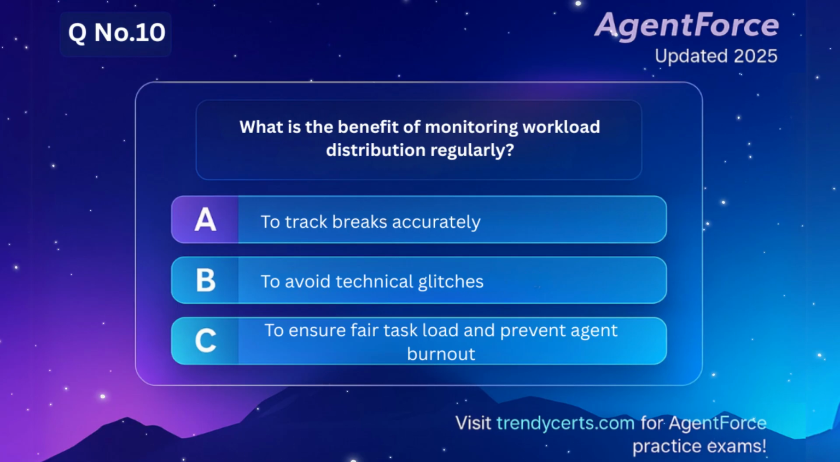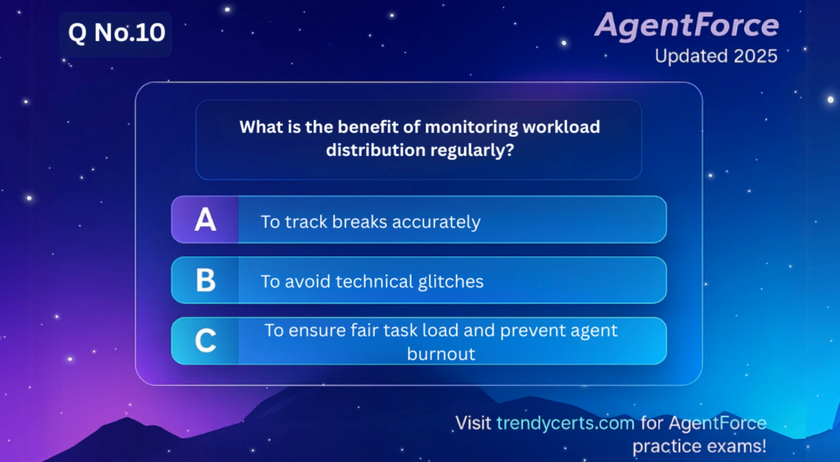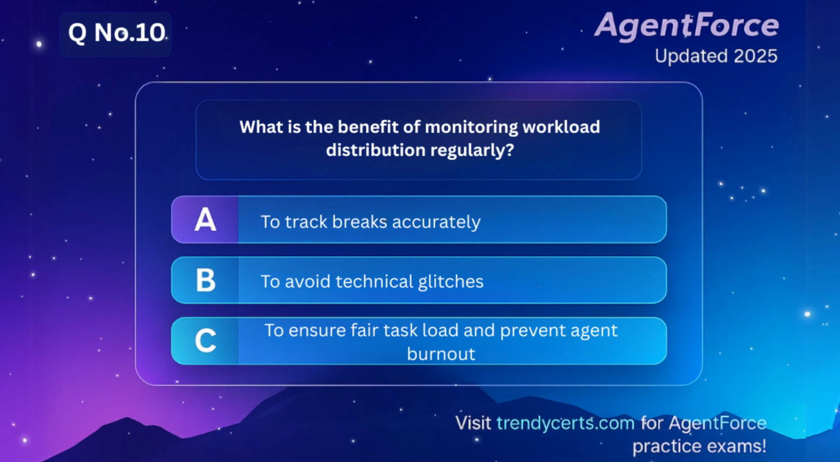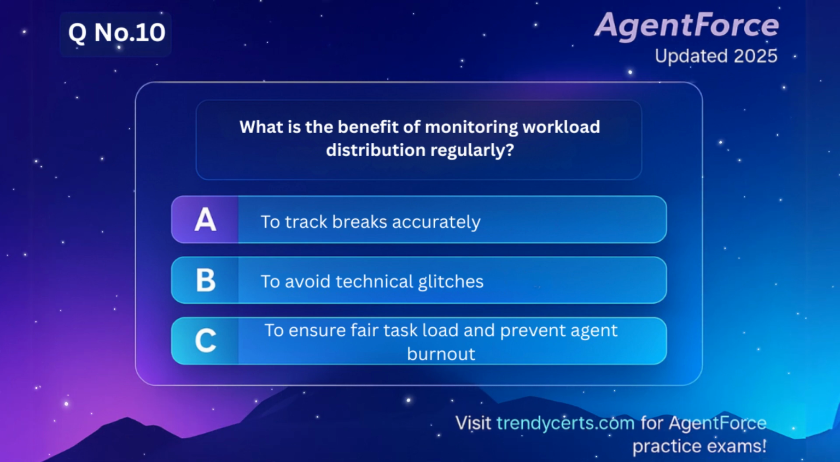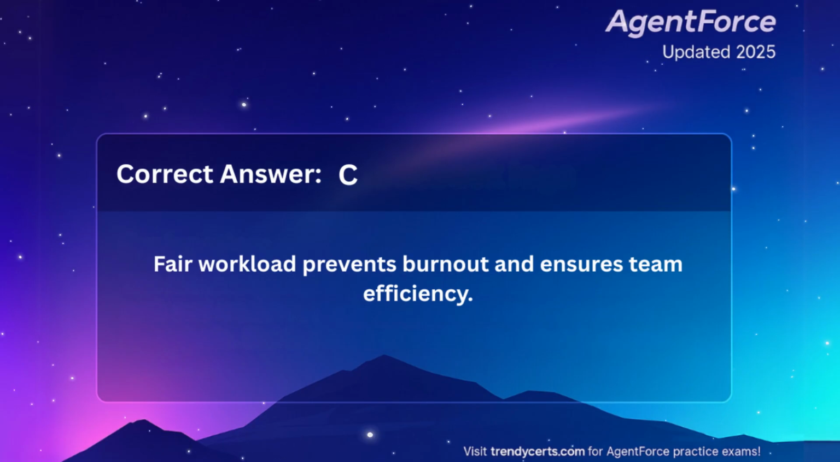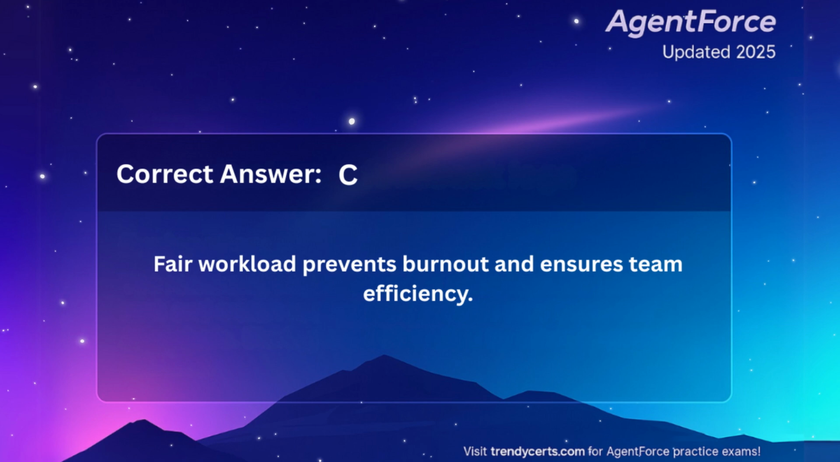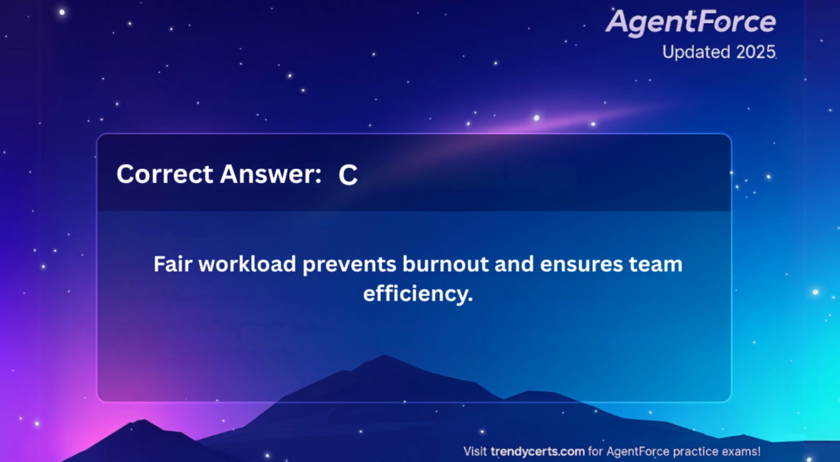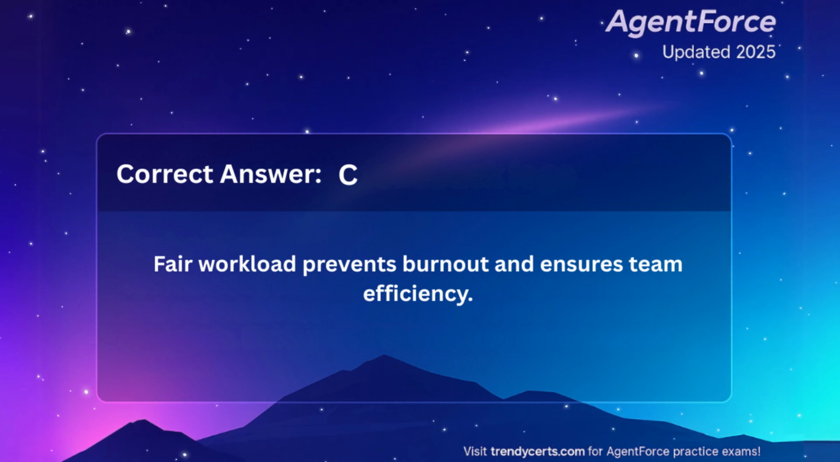What's the benefit of monitoring workload distribution regularly? A, to track breaks. B, to avoid glitches. C, to prevent burnout. Final answer, C. It ensures fair task load and prevents burnout, which leads to better team performance.